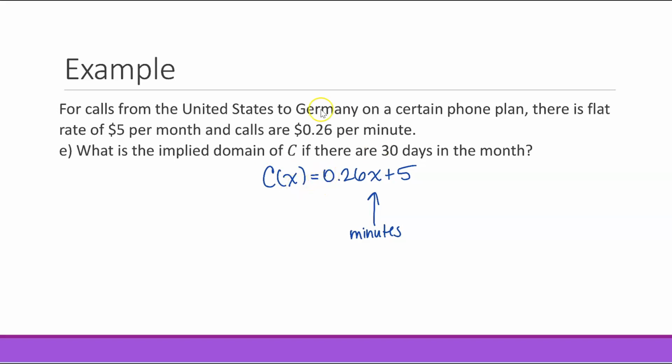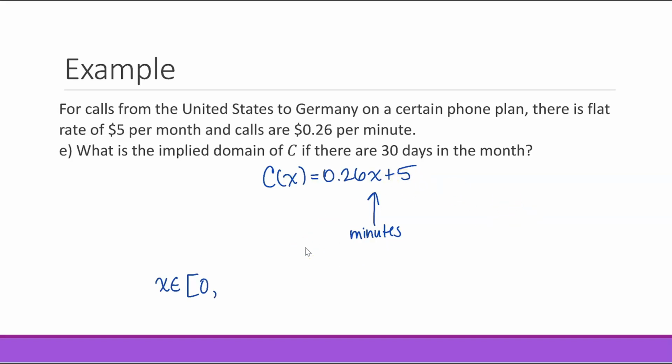But this cost function has context. It represents something specific. So here, what type of values we are allowed to plug in are minutes. That's the units, minutes. And so what's the least amount of minutes I can possibly plug into this function? Well, I could talk for 0 minutes. I can't talk for negative minutes. So that's another reason why the domain isn't negative infinity to infinity, all real numbers. The least amount of minutes I can talk is 0. So if I start to think about the implied domain, I'm going to put a bracket 0. I could just get charged $5.